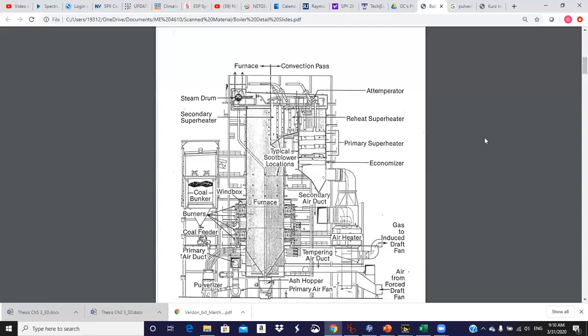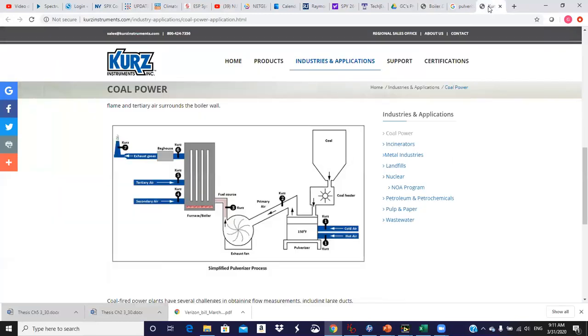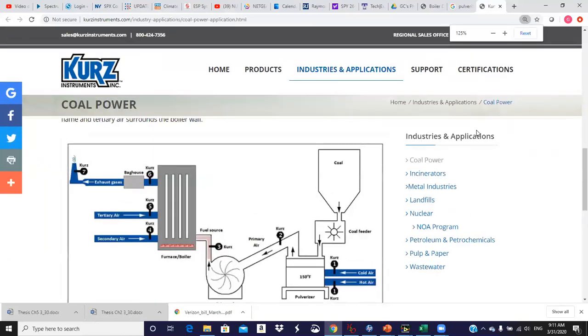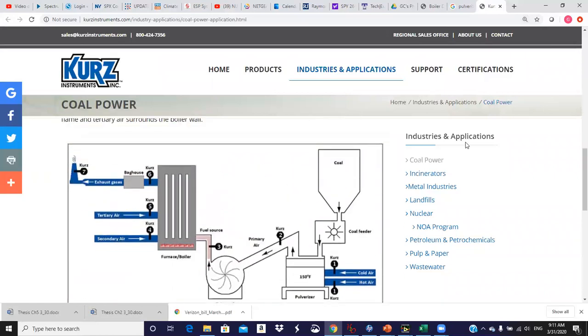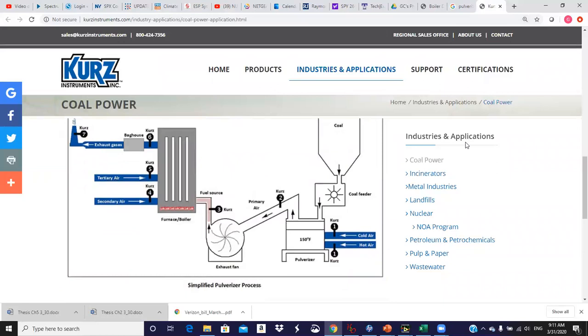I'm going to go to another diagram. This was something I found online. Let me make this a little bit bigger. There we go. So this shows a simplified pulverizer process. I just thought this had a little more detail than I've got on the other one. So we see the bunker feeding the coal feeder, feeding the pulverizer.